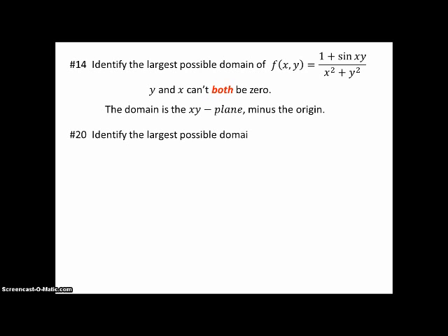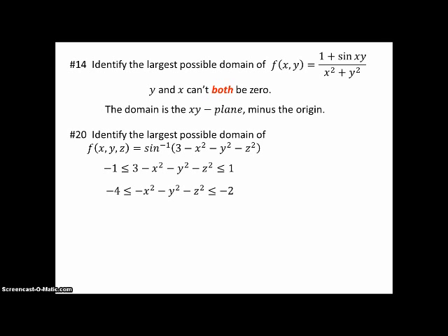Number 20, identify the largest possible domain of this function, f of x, y, z equals the sine inverse of 3 minus x squared minus y squared minus z squared. So basically what we've got here, sine inverse returns an angle whose sine is that quantity, and that quantity then has to stay between negative 1 and 1 because sine values are always between negative 1 and 1. So if we subtract 3 from all three parts of the inequality and then multiply through by negative 1, hence flipping the inequality signs, then we have spheres here.